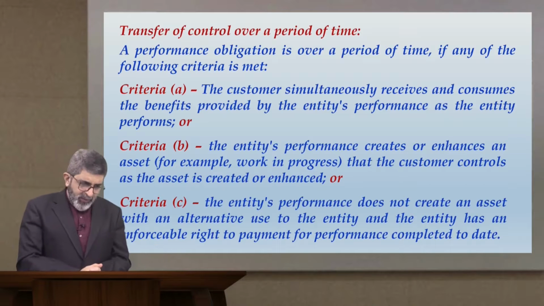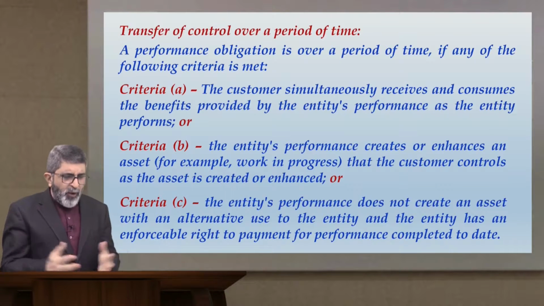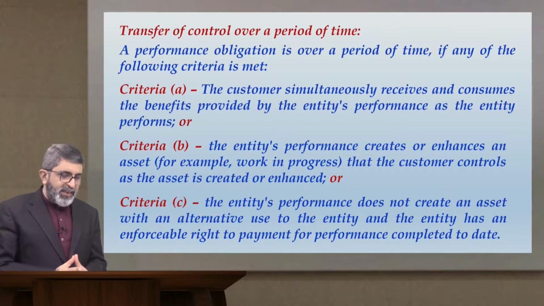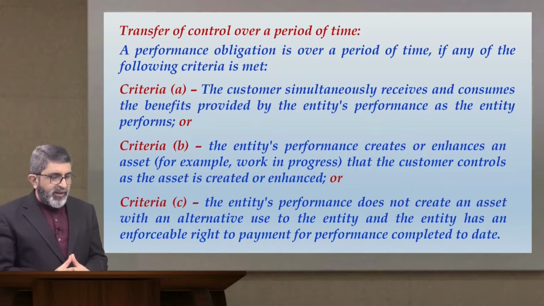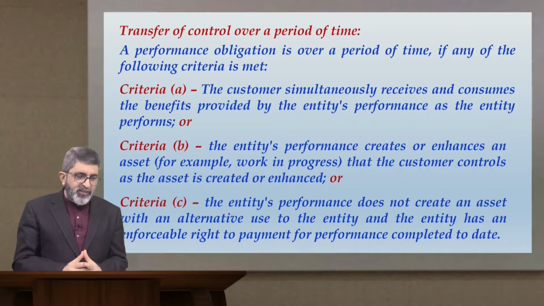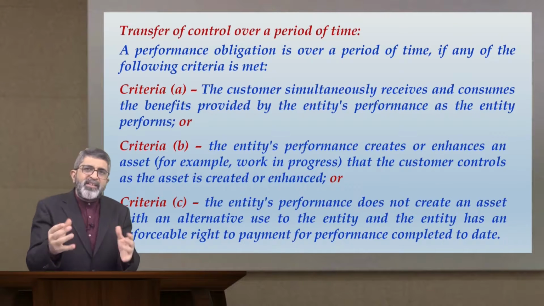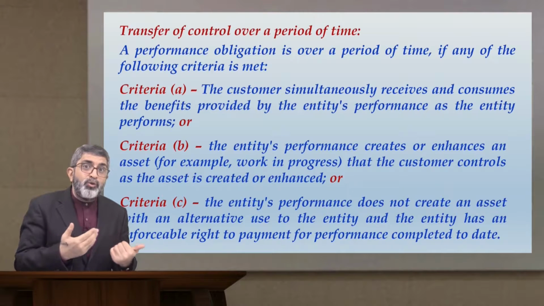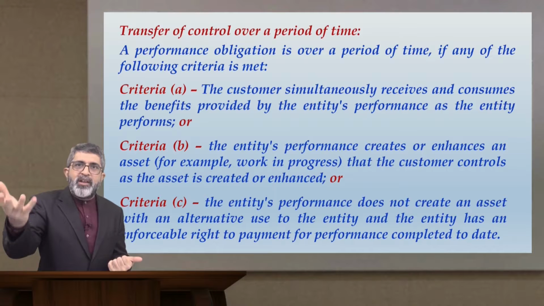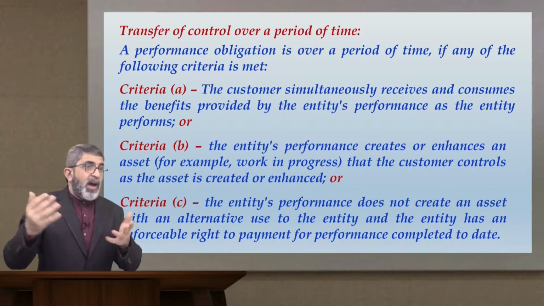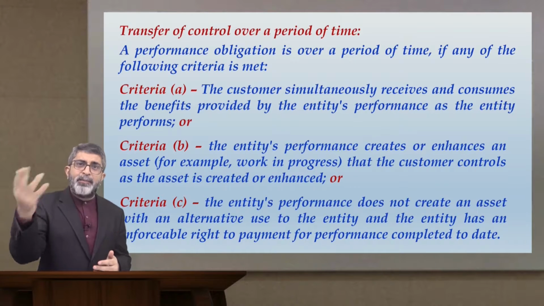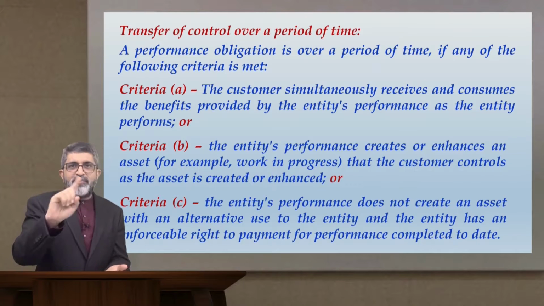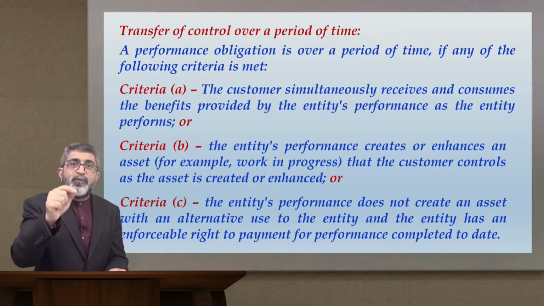Third and last criteria, the entity's performance does not create an asset with an alternative use to the entity, and the entity has an enforceable right to payment for performance completed to date. So basically, if I am constructing an asset for you, I should not have an alternate use of that asset. It should not happen that, okay, work is in progress, I am constructing, I find some other customer who is ready to pay a higher price for that, and I transfer that property to that other customer. If that is going to happen, that means it is not a criteria where we are fulfilling this point.